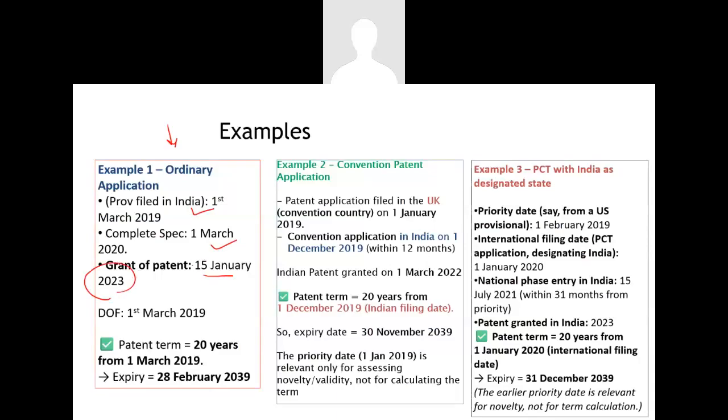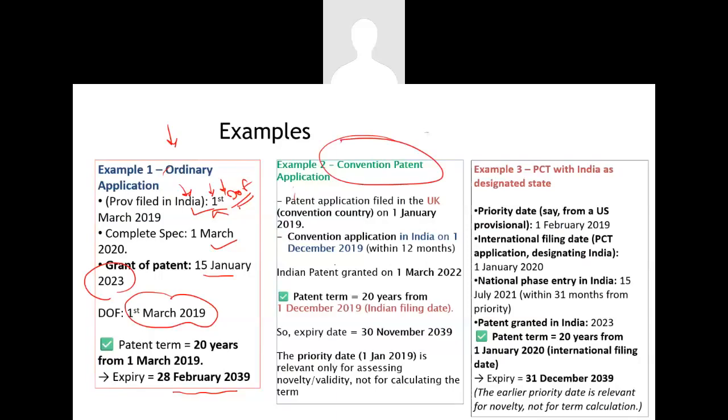Okay. So here we will see what is the date of filing. Now here, when was the application first filed in India? It was first filed in India on 1st March 2019. So although this is a priority date also, this also is a date of filing, because this is the date when for the first time you presented your invention, your application to the Indian Patent Office. Hence, the provisional filing date is the date of filing. So, you will calculate 20 years from 1st March 2019. So, this expiry will happen on 28th Feb 2039.